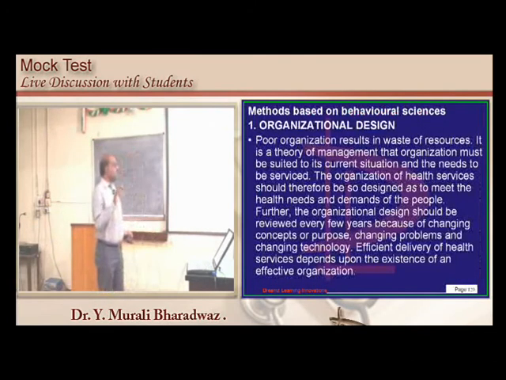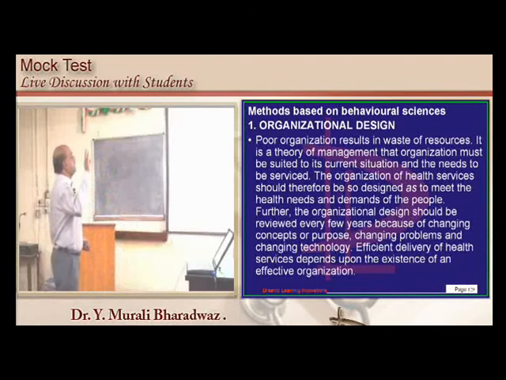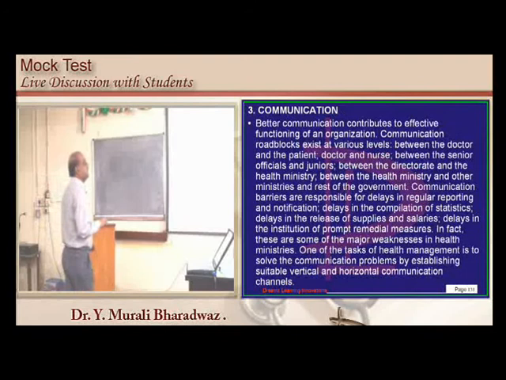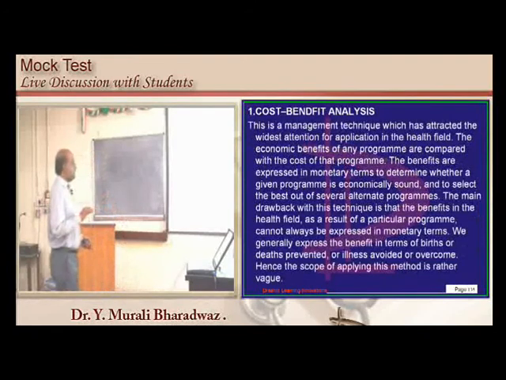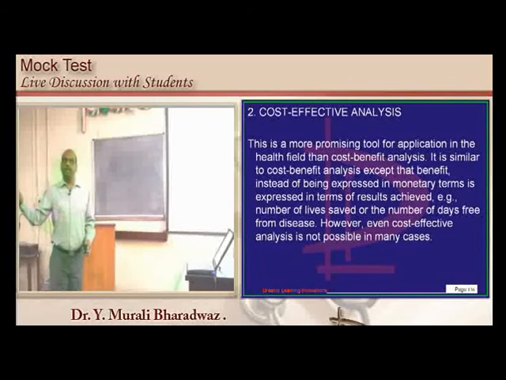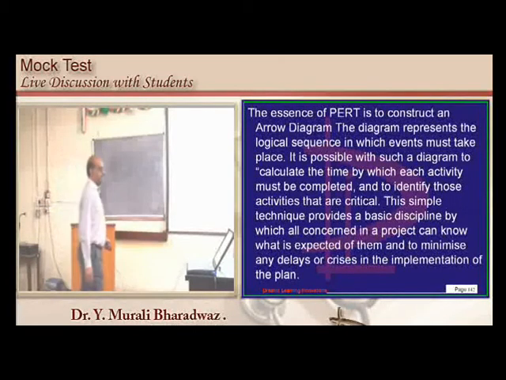So the behavioral sciences: we have methods based on behavioral sciences, which include organizational design, personnel management, communication, information system, management by objectives. They are all qualitative. Then quantitative methods include cost benefit analysis, cost effectiveness, input output, and network analysis, which includes critical path method and the PERT. Recently also there was a question on PERT. PERT is a management topic.